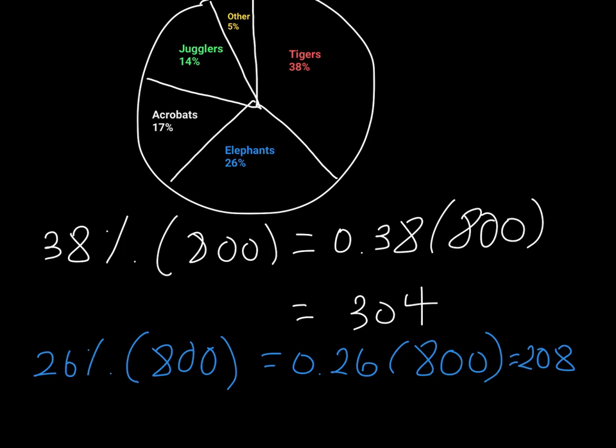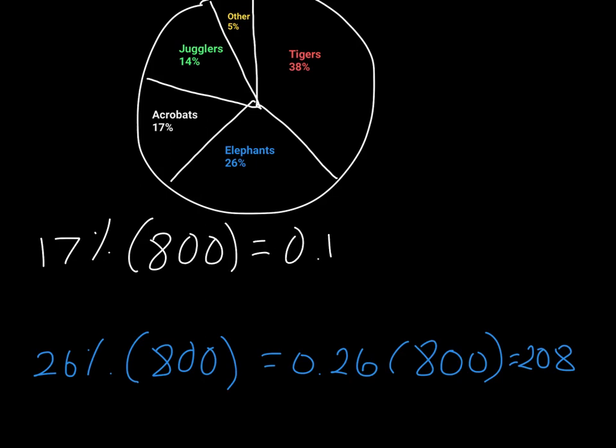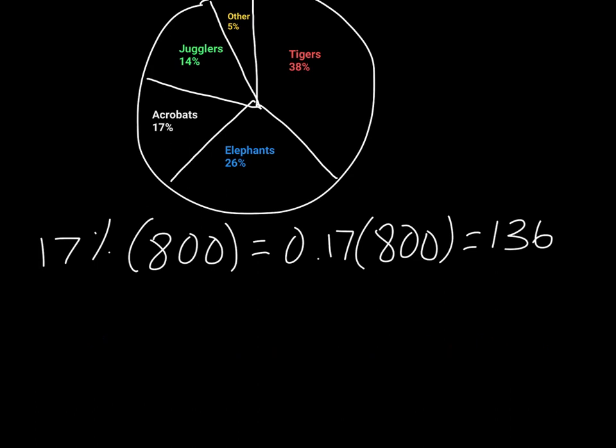Let's go to acrobats. Let me make some space here. All right, let's go to acrobats. So 17, right? 17% preferred the acrobats. So we have 17% of 800, which is 0.17 times 800. So we know that 136 people preferred the acrobats.